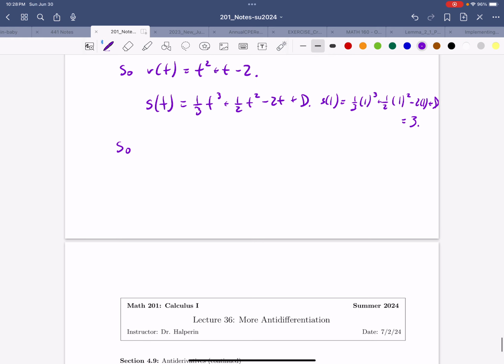So what does that mean? That means that 1/3 plus 1/2 minus 2 plus d equals 3. Right, you see how it's really just an algebra problem at this point, right?